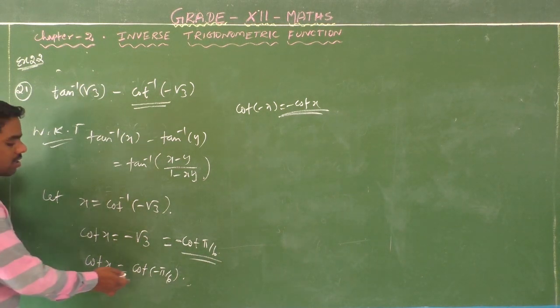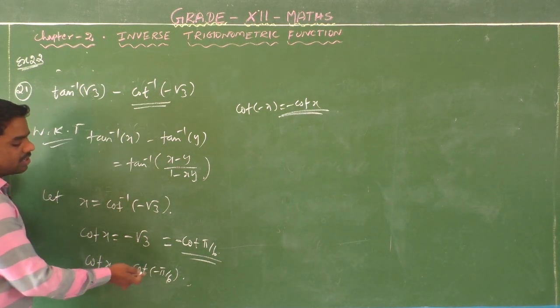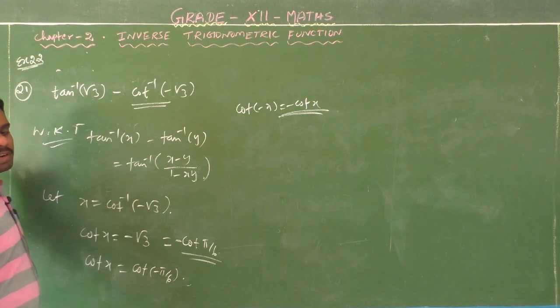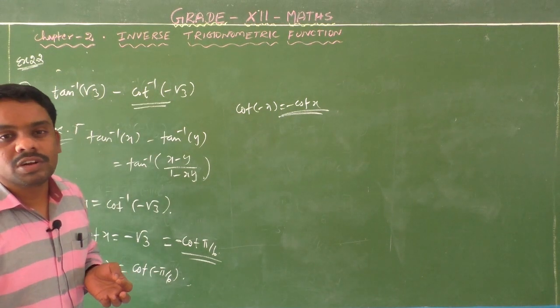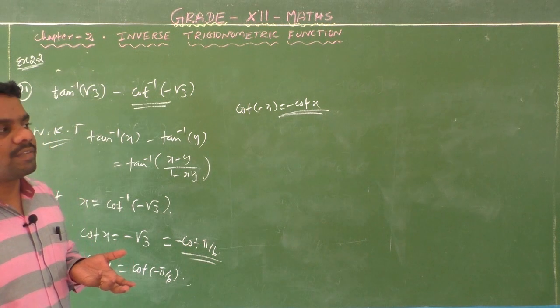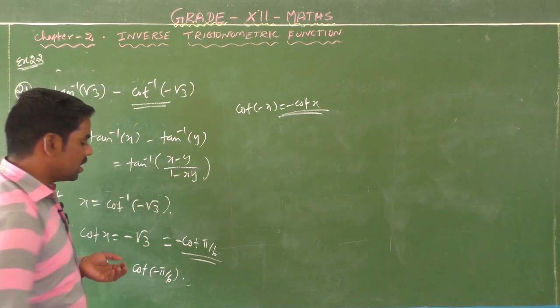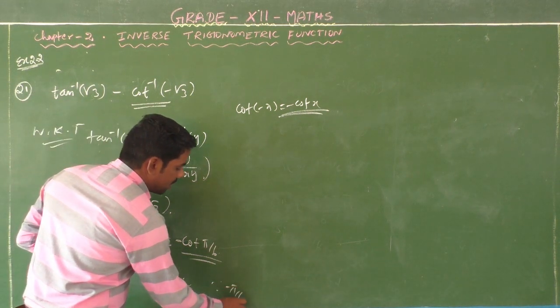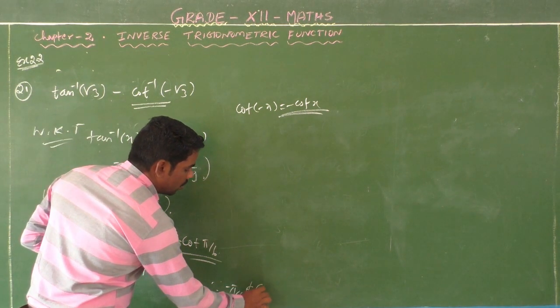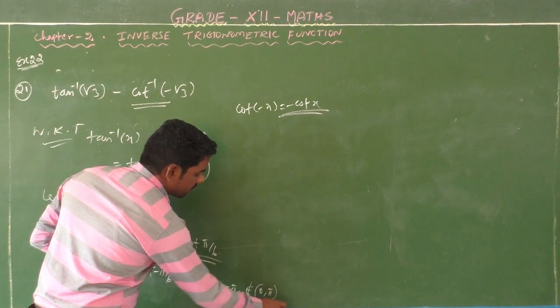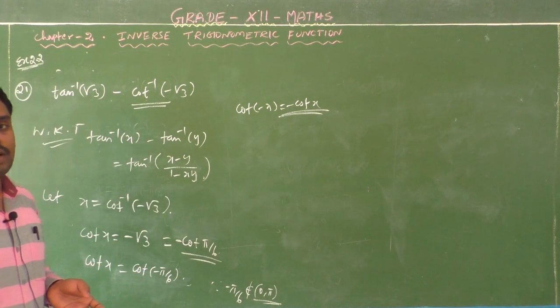But cot x equal to cot minus pi by 6. Here x is equal to minus pi by 6, where the principal domain is the open interval 0 comma pi. This value minus pi by 6 does not belong to the open interval 0 comma pi.